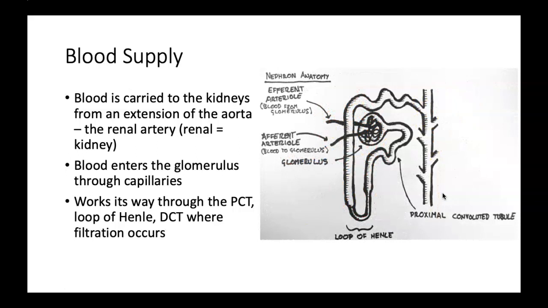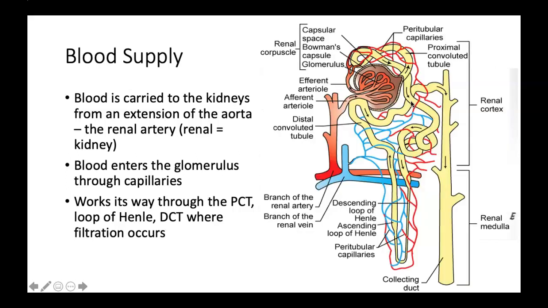Looking at this image here, we've got the arteriole that brings blood to and the arteriole that takes blood away from the glomerulus. We've got the proximal convoluted tubule, the loop of Henle, and then this is the distal convoluted tubule. Here's another picture from another textbook that gets a little bit more complicated, but it may be helpful because everybody learns a little bit differently. Again, we've got the glomerulus, the proximal convoluted tubule, the loop of Henle, and the distal convoluted tubule.